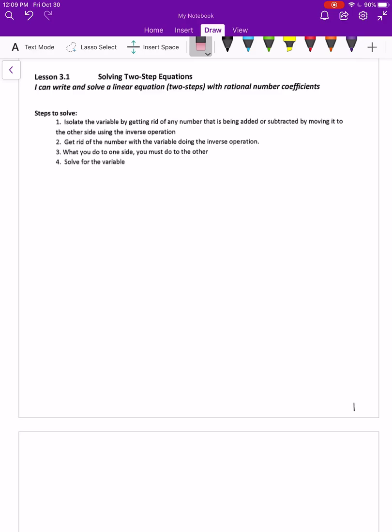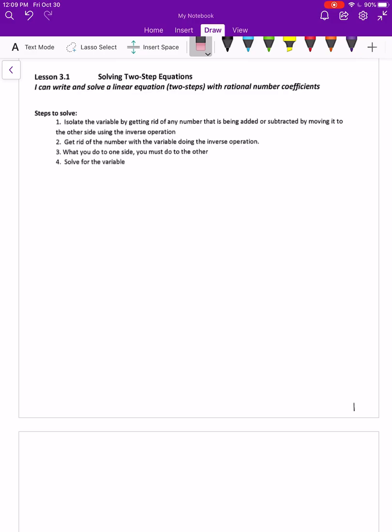We're into one of the biggest chapters that we will do in pre-algebra. This chapter is Unit 3, and it is on equations. So this is kind of the basis of algebra and pre-algebra, and you will use this for the rest of your math career. So here we go. We're starting with lesson 3.1, solving two-step equations. I can write and solve a linear equation, 2 steps with rational number coefficients.